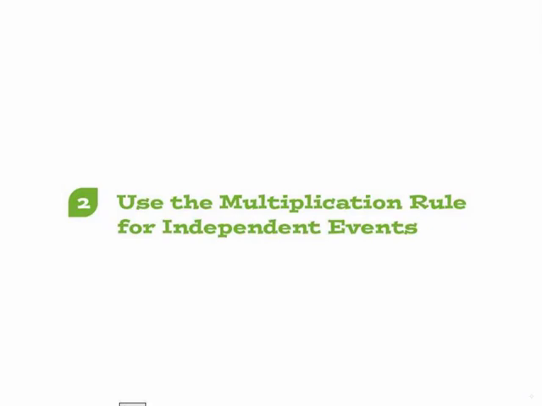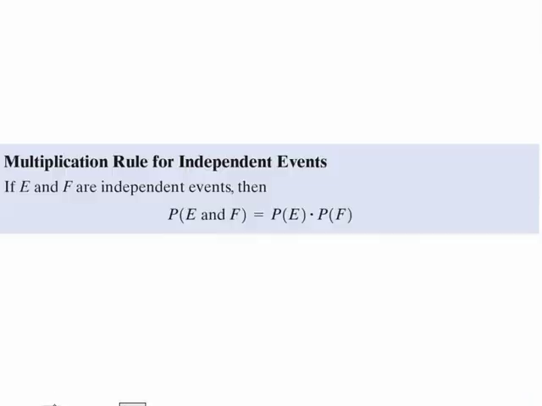We're now going to use the multiplication rule for independent events. Here's what the multiplication rule for independent events states. If E and F are independent events, then the probability of E and F equals the probability of E times the probability of F. So when you see the word and, think multiplication.